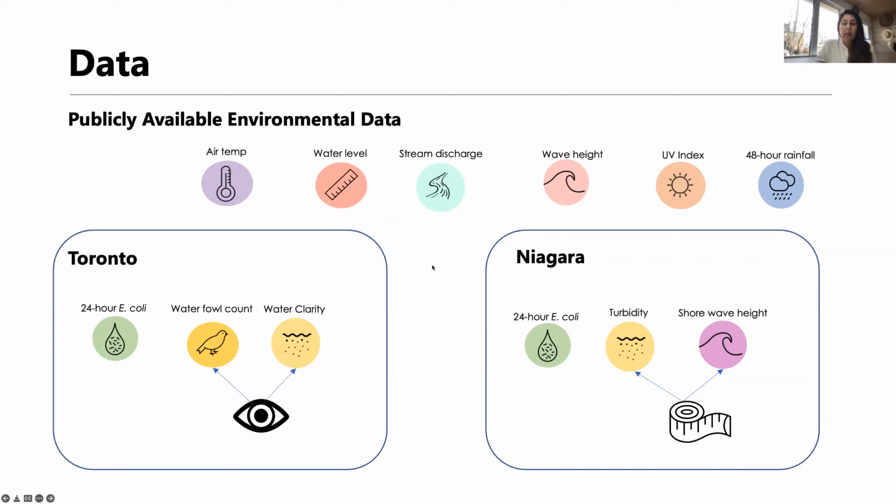So for example, if the water looked clear or murky, the person who's collecting the water sample does a visual assessment. In Niagara, similarly, they also provided us with the E. coli data, but they also measure turbidity using a turbidimeter, and they measure shore wave height as well. There were a few other variables that the two units measured as well, such as air temperature and water temperature, but we used the publicly available data for those points.